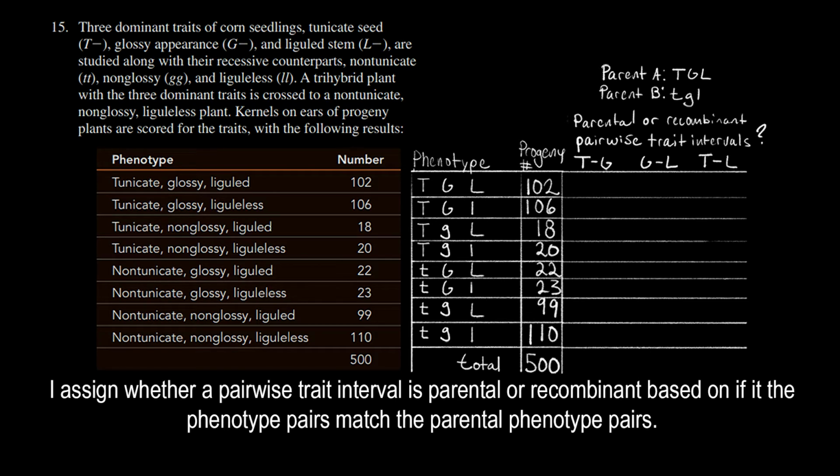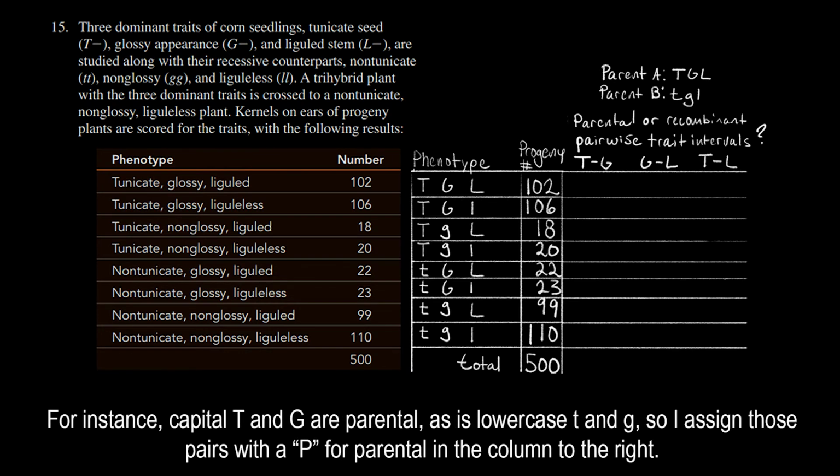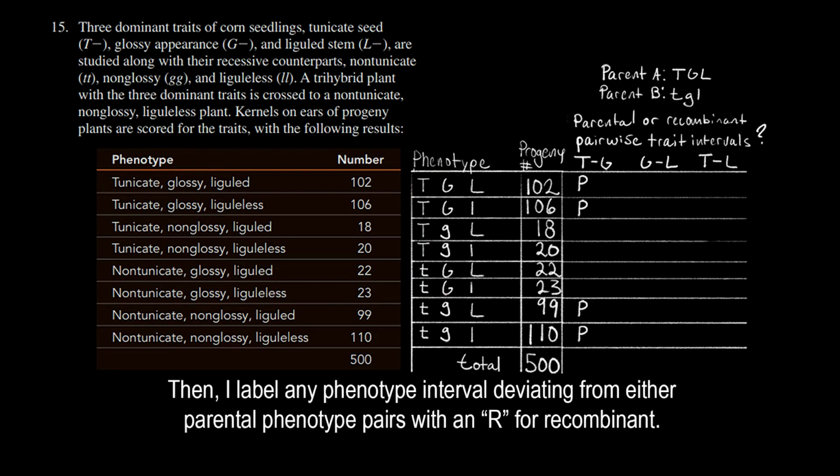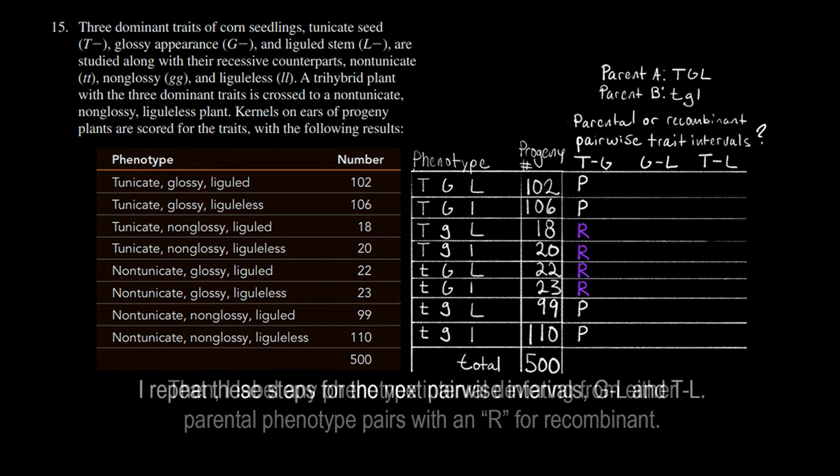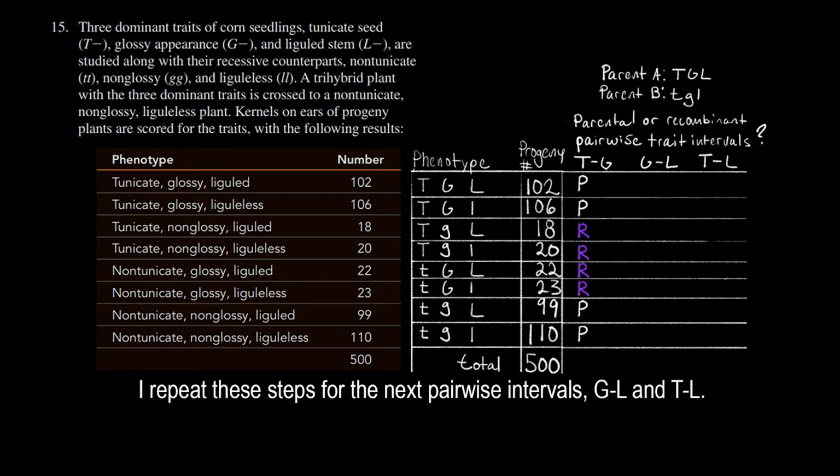I assign whether a pairwise trait interval is parental or recombinant based on if the phenotype pairs match the parental phenotype pairs. For instance, capital T and G are parental, as are lowercase t and g, so I assign these pairs with a P for parental in the column to the right. Then, I label any phenotype interval deviating from either parental phenotype pairs with an R for recombinant. I repeat these steps for the next pairwise intervals, G through L and T through L.